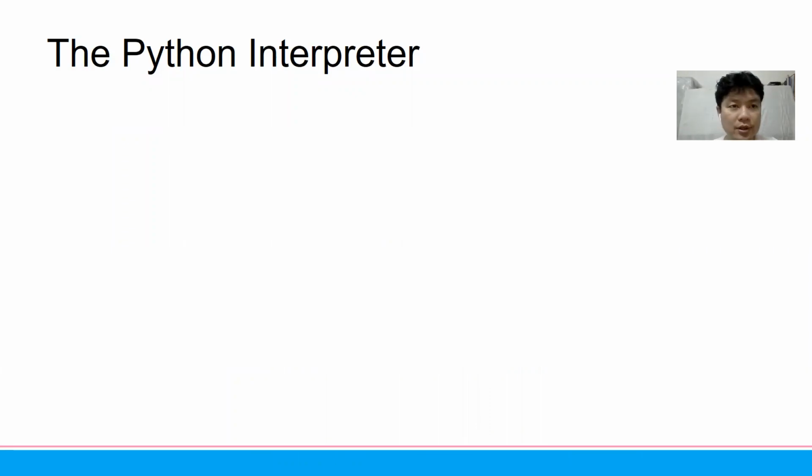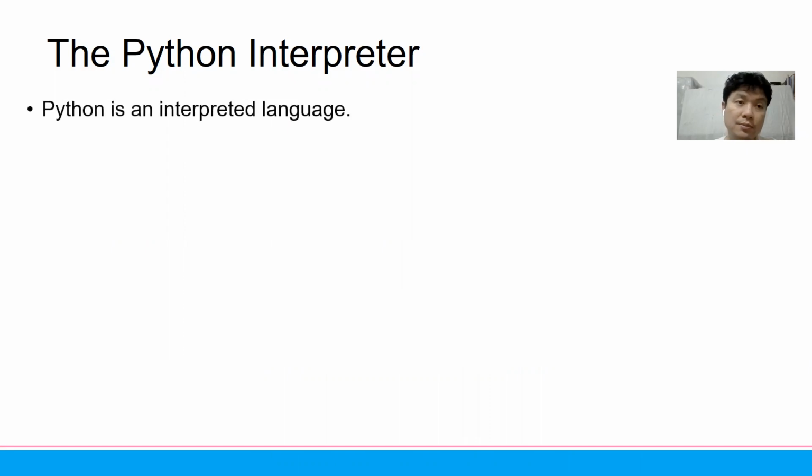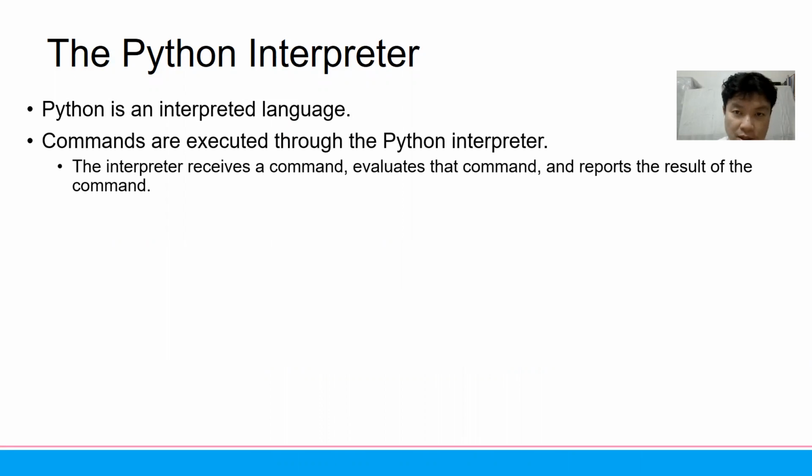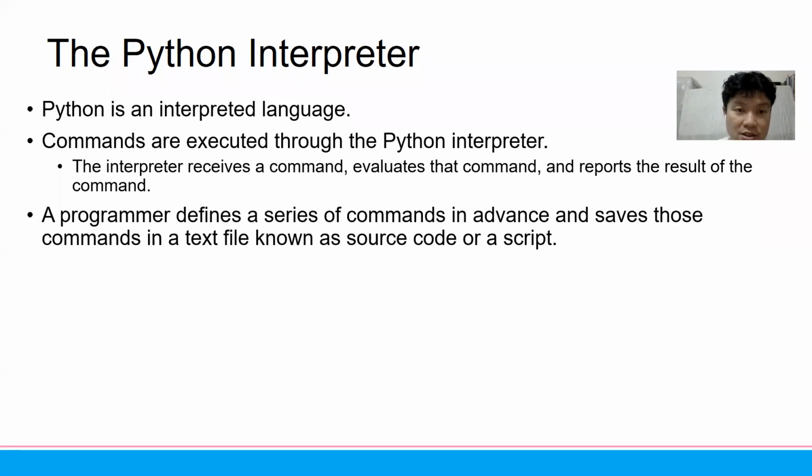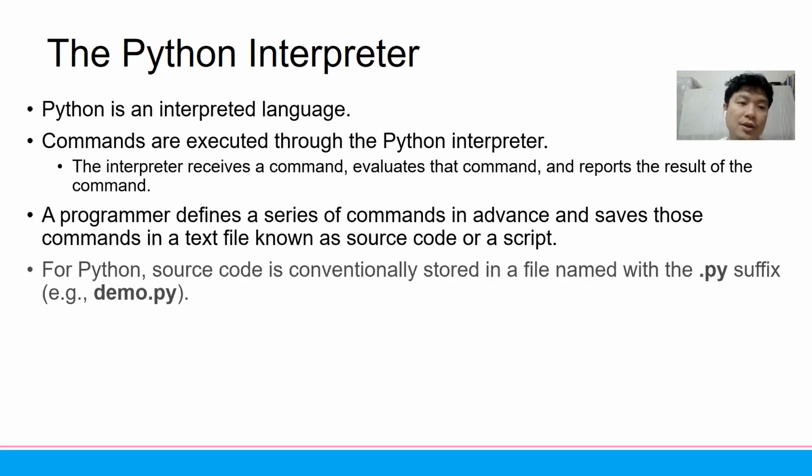As you might know, I already explained about Python. In many fields, people say Python is an interpreted language, so the commands are executed through the Python interpreter. It means the interpreter receives a command, evaluates that command, and reports the result. A programmer will define a series of commands in advance and save those commands in a text file, which is known as source code or script. In Python, the source code is conventionally stored in a file ending in .py. For example, if you make a file named demo, then demo.py will be the file name.